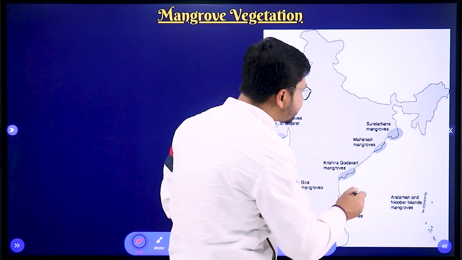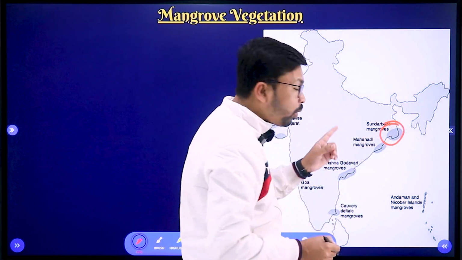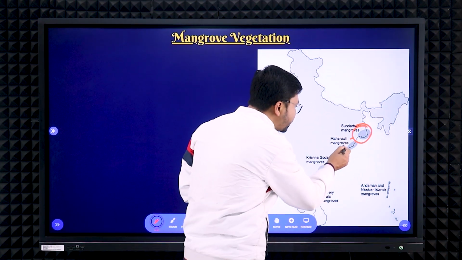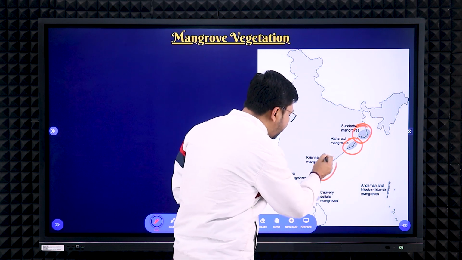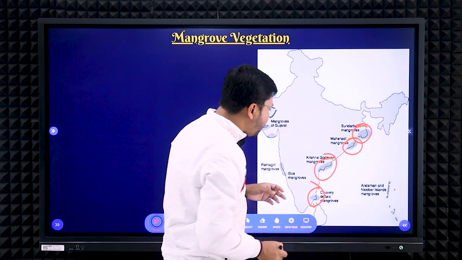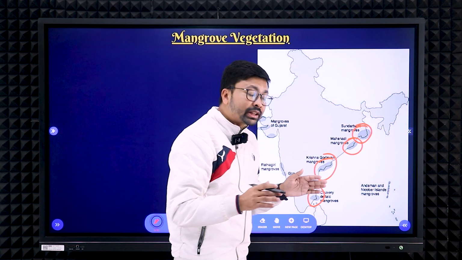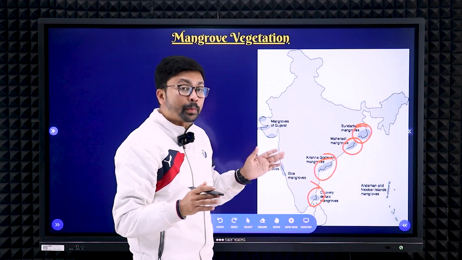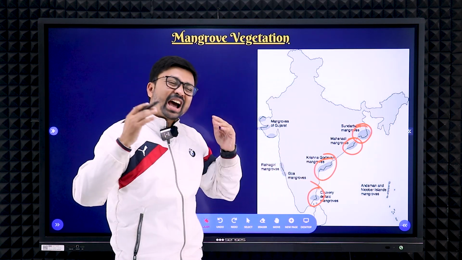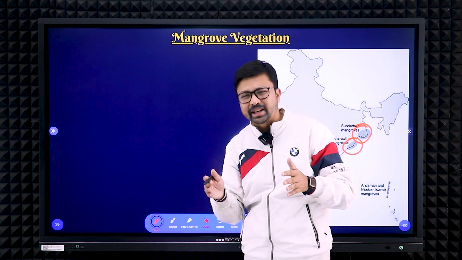So mainly here you can see Sundarban Delta, Mahanadi River Delta, and Krishna Godavari River Delta, as well as Kaveri River Delta. Those are the areas where we get much more mangrove forest. Here also, these trees make several changes.